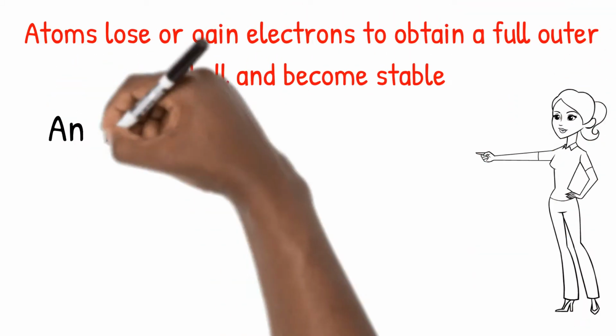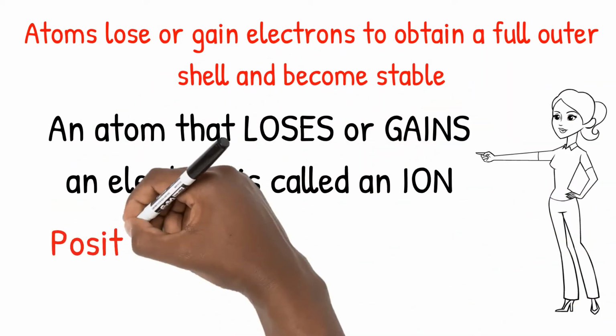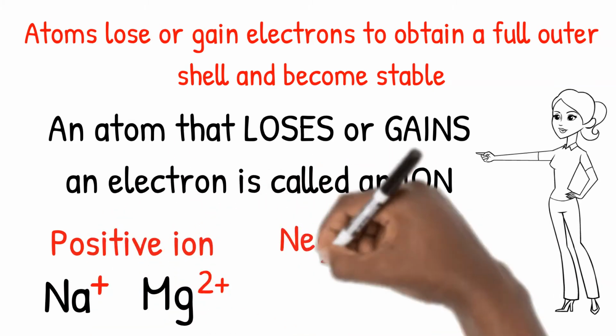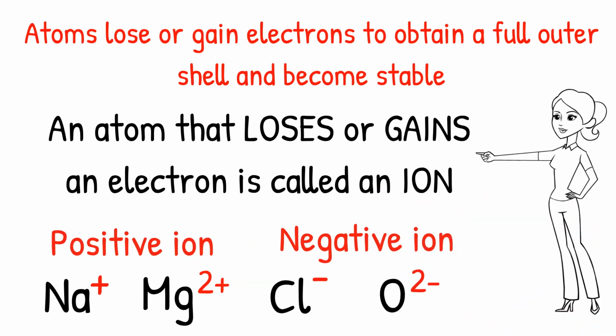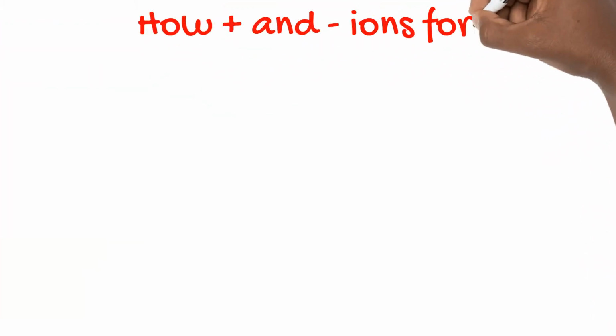So if an atom loses or gains an electron, it's called an ion. And it can be a positive ion like Na+ or Mg2+, or even a negative ion like Cl- or O2-. So how do these positive or negative ions form?